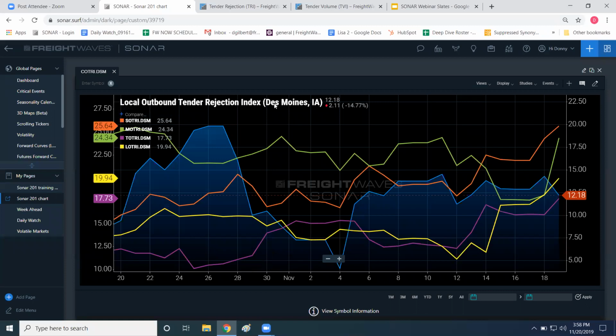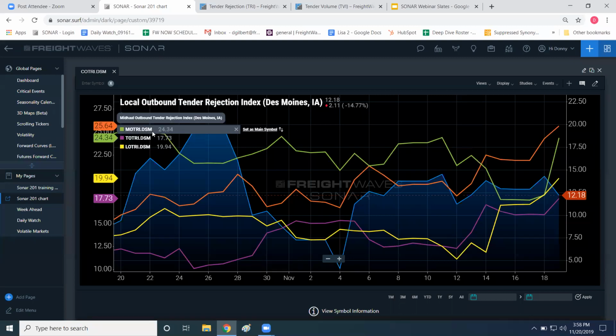Again, local is 0 to 100 miles. SOTRI, that's our short haul, that's 100 to 250. Our mid haul is 250 to 450. Our tweener haul is 450 to 800. And of course, our long haul is 800 plus. So now we can look at an average of the outbound tender rejection rates. We can break it down by dry van and reefer. And now we can also break it down by length of haul, which is very important.